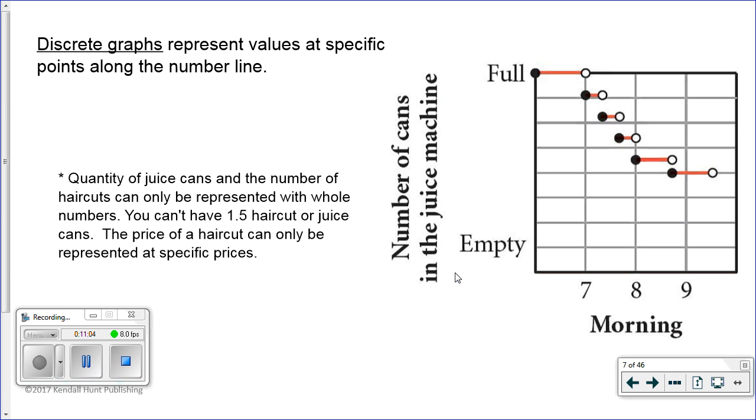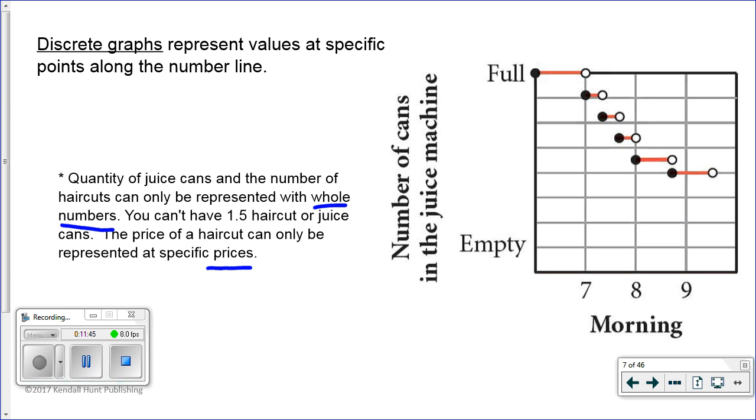The price of a haircut also, if I think about that first graph, can only be represented at specific values or at specific prices. If I say a haircut is $20, I'm not going to charge $20.75 for a different person. So there's specific values or specific prices for the haircut. So when the values on your graph or in whatever scenario you're talking about can only be specific values, sometimes those are only whole numbers, okay? But sometimes you're also going to include decimals or fractions, but they have to be very specific values.